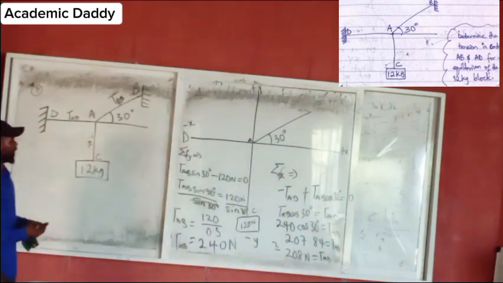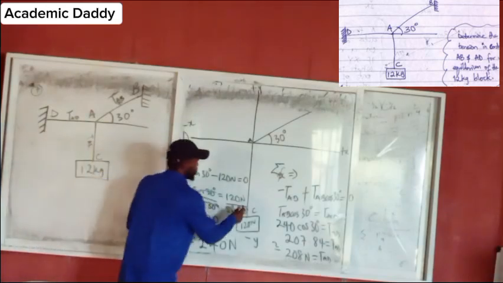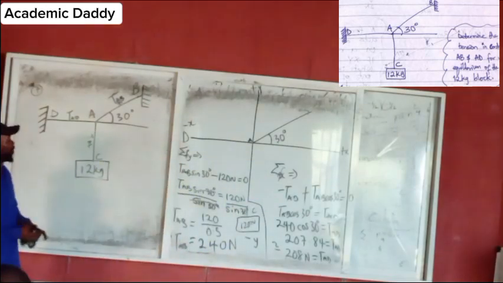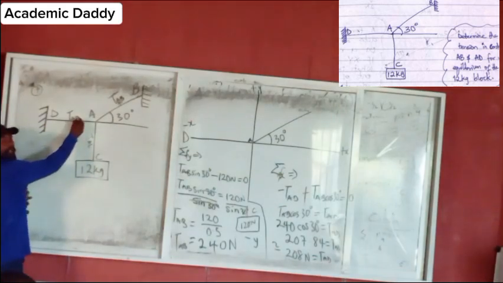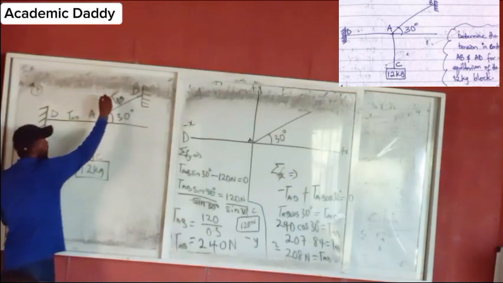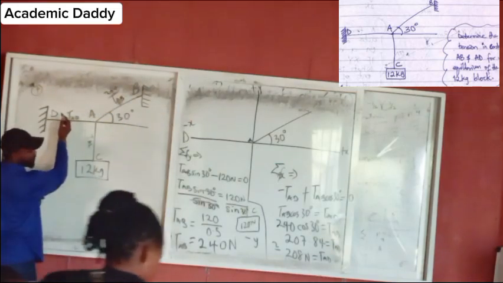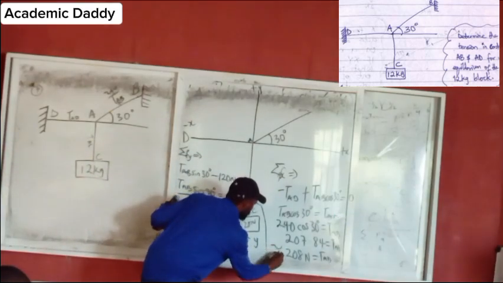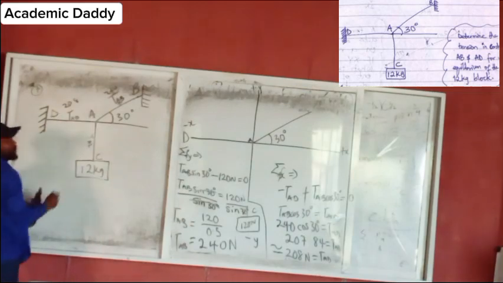Is there anything else they asked us to find? No. Check the question. They just told us to find the tension in the cables. So we've gotten TAB to be 240, and we've gotten TAD to be what? Approximately 208 in Newton.